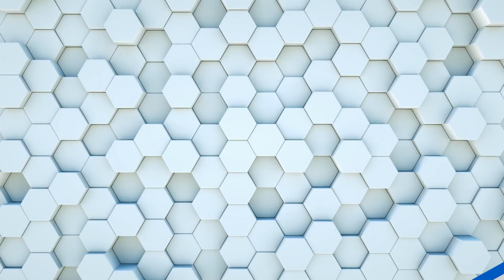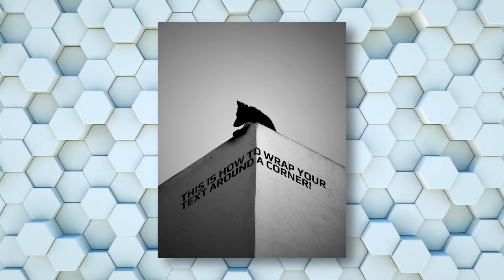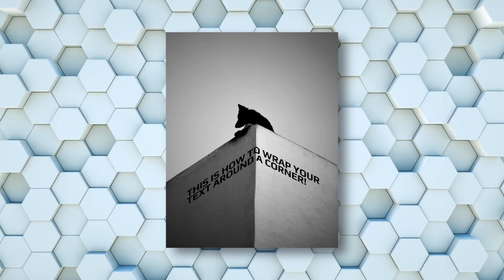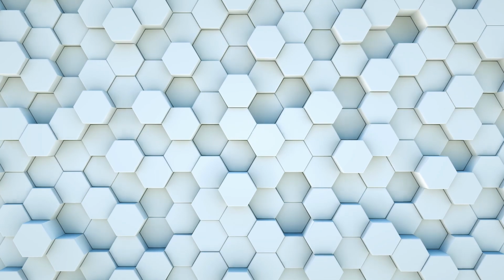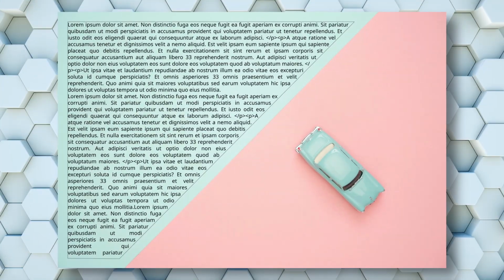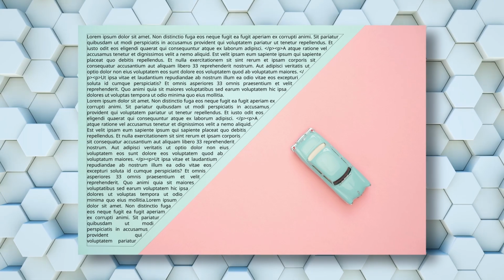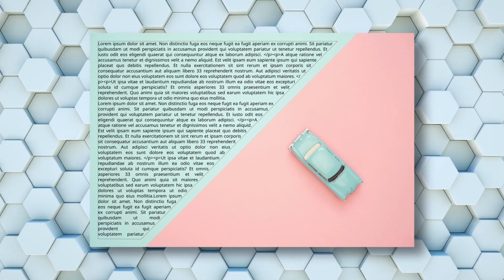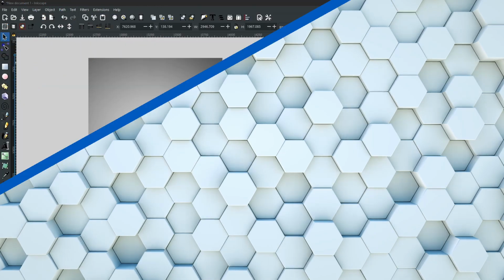Today I'm going to be showing you two different methods to edit your text. One is how to wrap your text around a corner on an image, or even if you just wanted to do it by hand. The second is how to flow text within a shape, like you can see right here. So without further ado, let's get started.